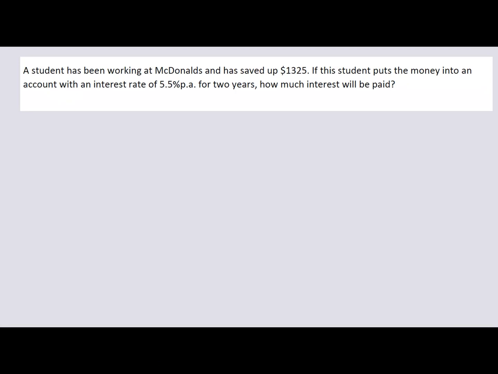Okay, here's the first question. A student has been working at McDonald's and has saved up $1,325. This student puts the money into an account with an interest rate of 5.5% per year. Remember, that's what that means, per year. For 2 years, how much interest will be paid? So we can just use the simple interest formula. Interest is principal times rate of interest times the number of times you get paid.